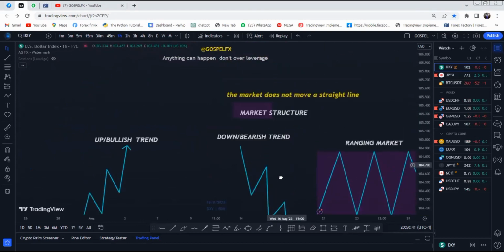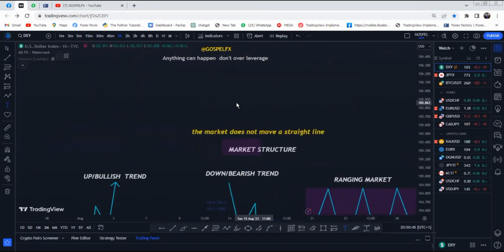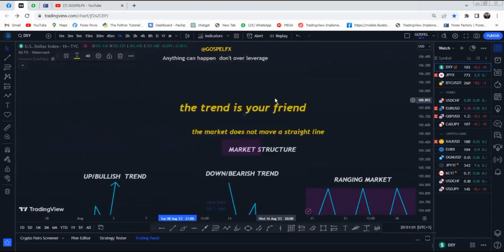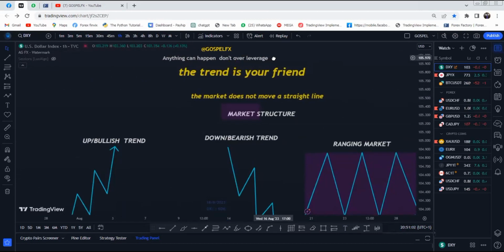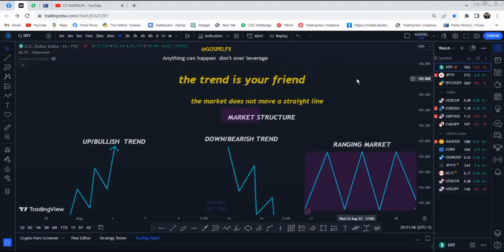Now, we have this common adage in trading, which says that the trend is your friend. Okay, this is something that you should keep at the back of your mind anytime that you are trading. The trend is your friend. It is very, very important.